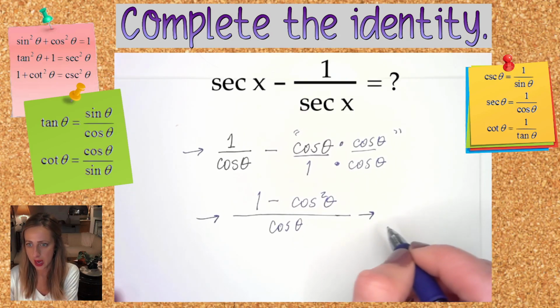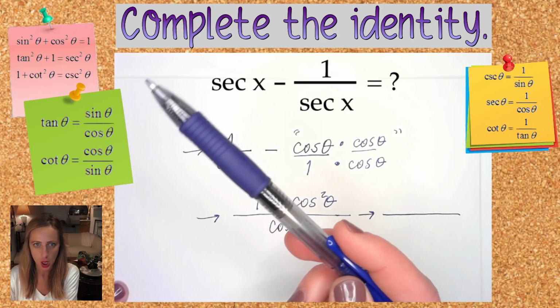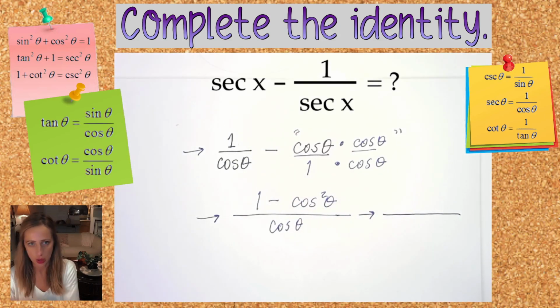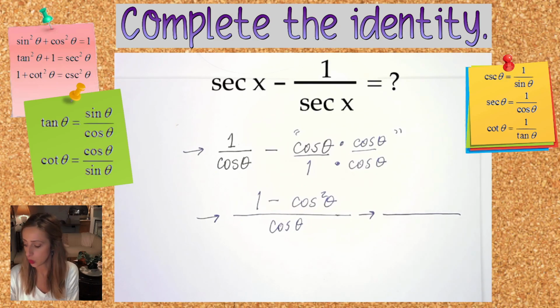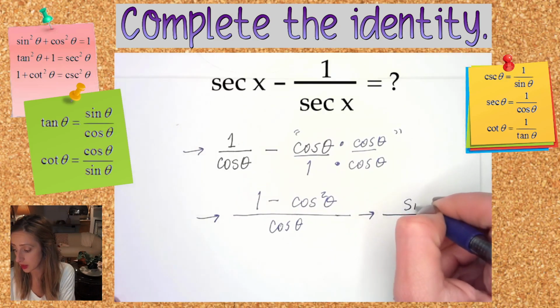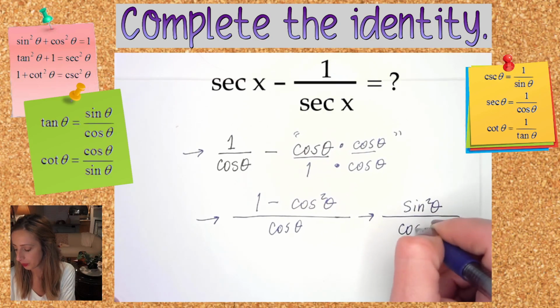So what I'm going to do now is apply the Pythagorean identities. So up on that little pink post-it, if I subtract cosine squared theta to the other side, you'll have that sine squared theta is alone, and it equals 1 minus cosine squared theta. That means I can substitute in sine squared theta for the numerator.